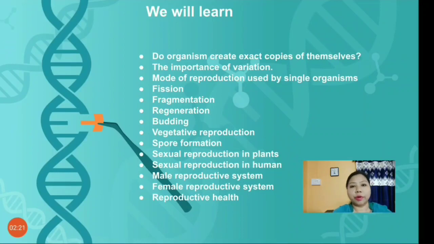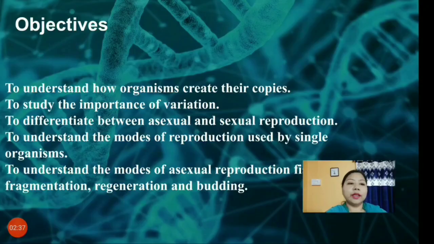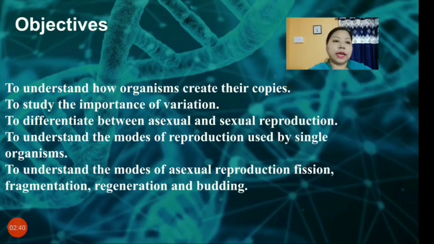The modes of asexual reproduction which we are going to take up in today's class are fission, fragmentation, regeneration, and budding. Vegetative reproduction we'll be doing in the next class. Okay, so now let's look at the objectives of today's class. The objective of today's class is to understand how organisms create their copies.